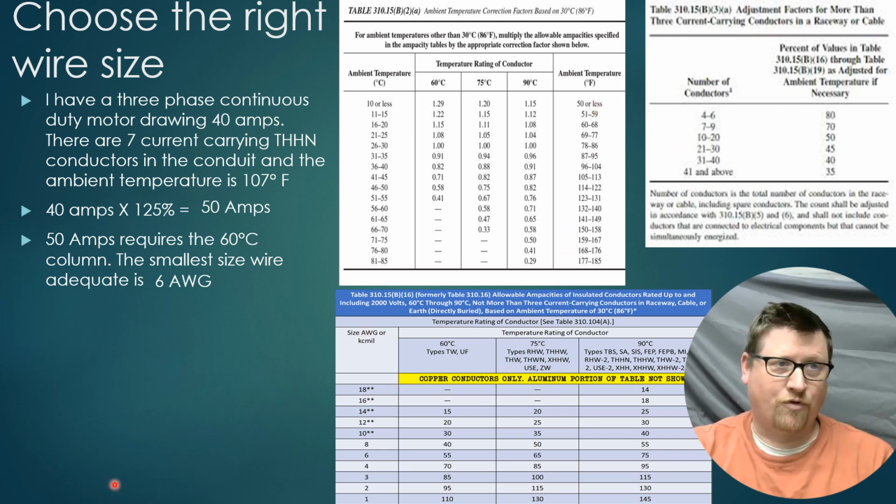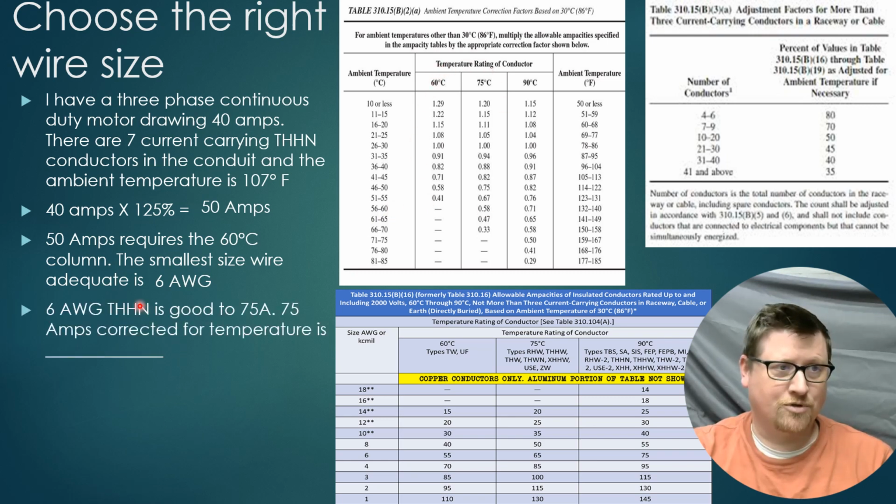So our first step, right? We're going to adjust for the ambient temperature. 75 amps corrected for temperature is, let's see, 107 degrees. That's going to be this column right here, times 0.87.